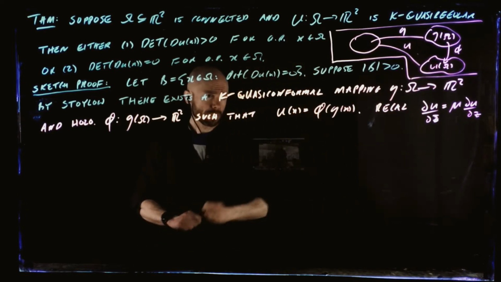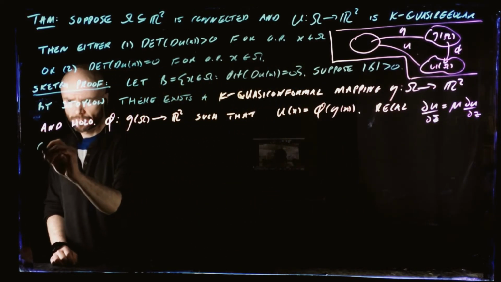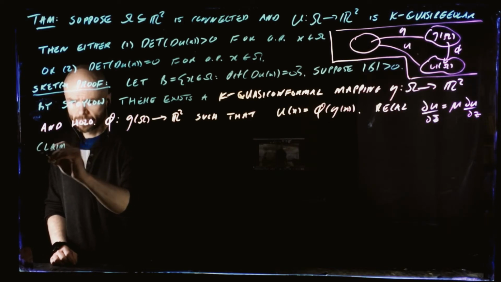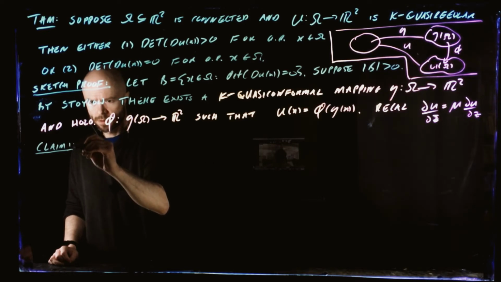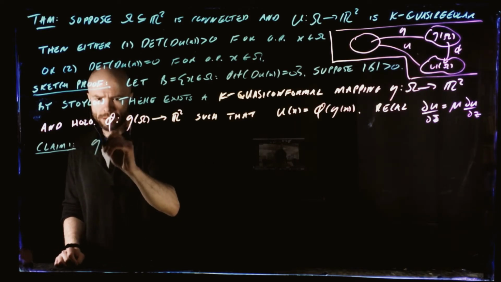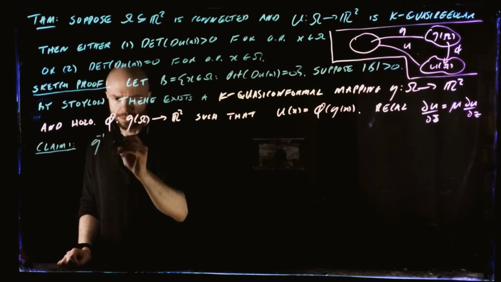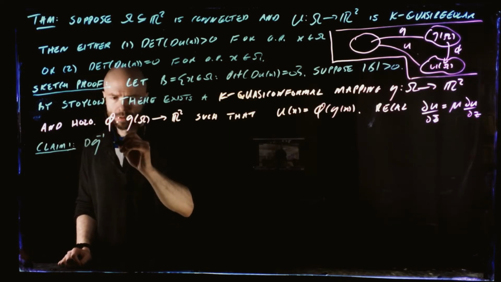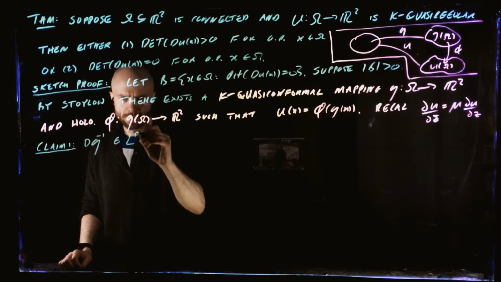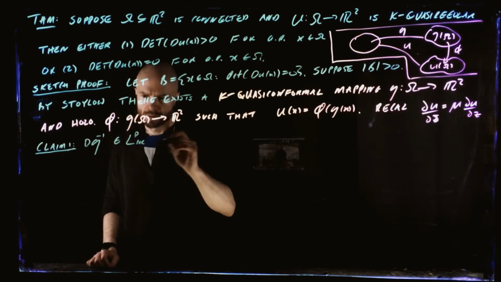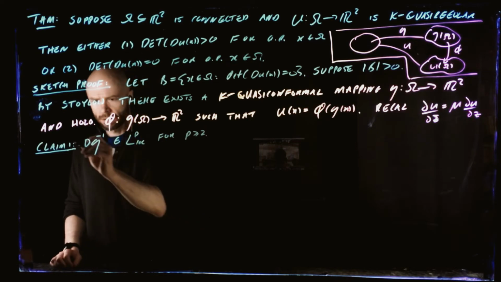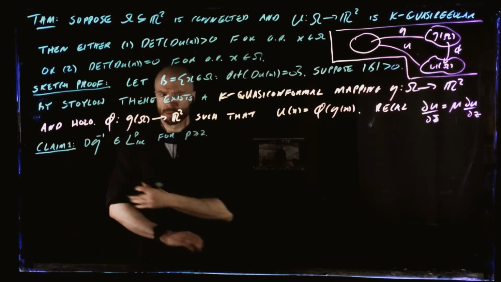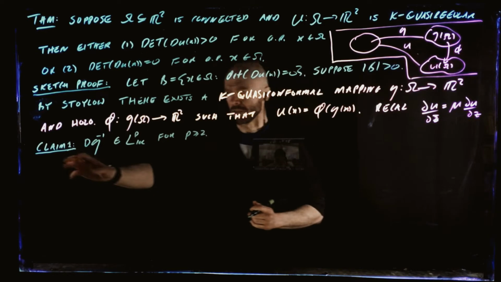And then our first claim is that g to the minus 1, or the gradient of g to the minus 1, belongs to L^p log for p bigger than or equal to 2, for either p equals 2 or p bigger than 2. This is the first claim, and that's the claim I'm going to have to be sketchy with.